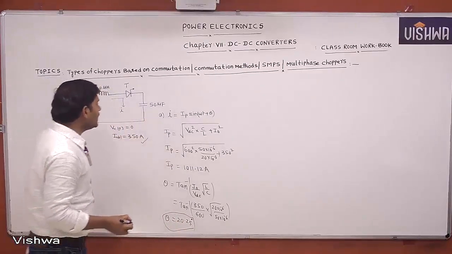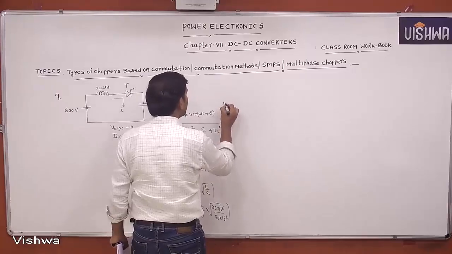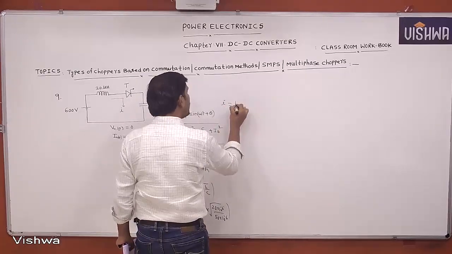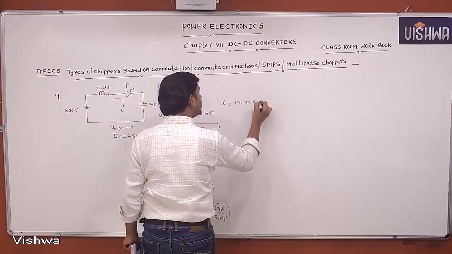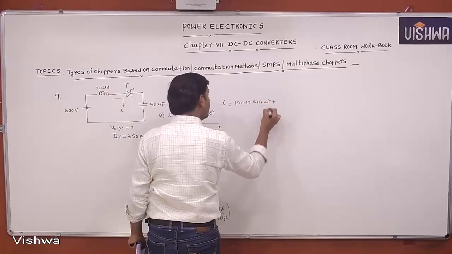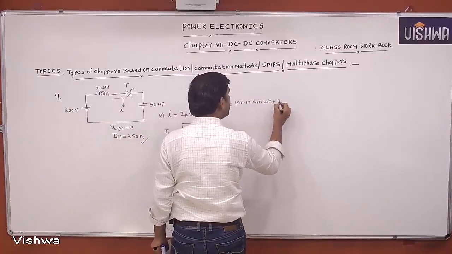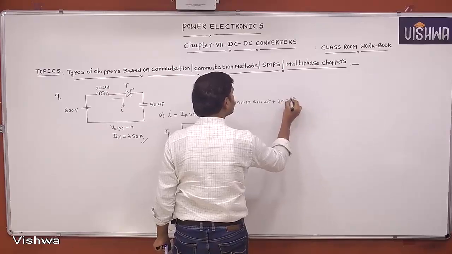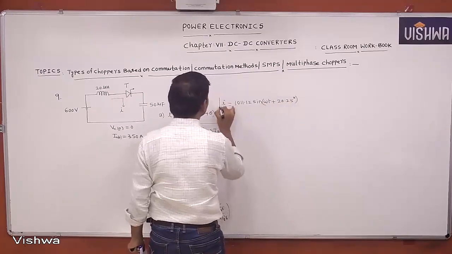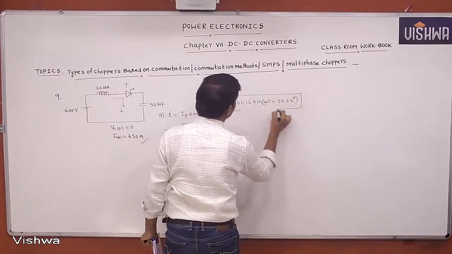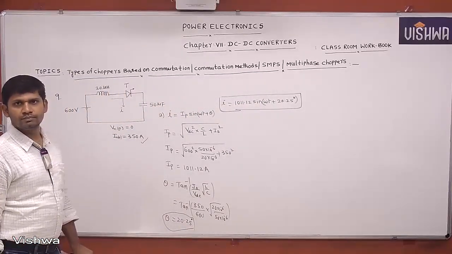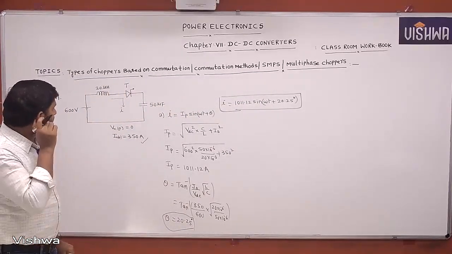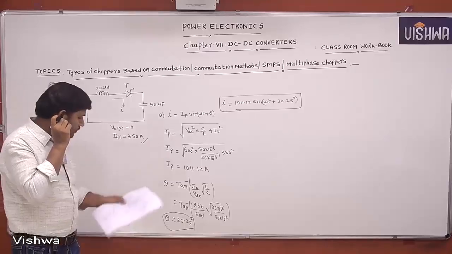Then once you know theta, I equals 1011.12 sine of omega t plus 20.25 degrees. Yes, this is the current I in the circuit.